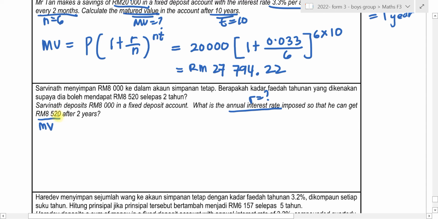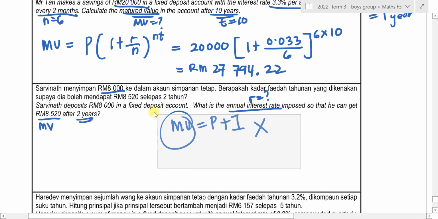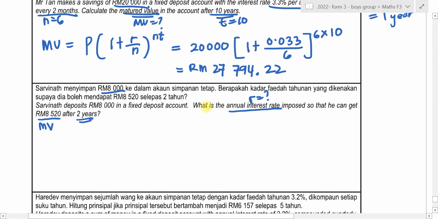That means the interest we know already is 520, because he deposit 8,000 but he get 8520. That means the interest gain is 520. But that's not the point. Our point is what is the R value after 2 years. So this question you no need to relate with your interest, because your MV formula is already enough to solve this. Your MV formula is the one that contains the R, because you know already the value of MV.